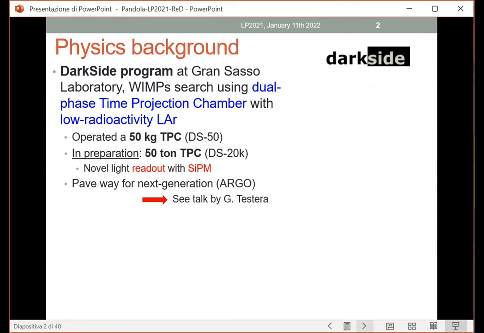So the RED program originates within the DarkSide program, within the Global Argon Dark Matter Collaboration. DarkSide is looking for dark matter in the form of WIMPs by employing dual phase TPCs filled with low radioactivity argon at the Gran Sasso laboratory. I'm not going to spend much time on this, because you will see the talks after mine by Gemma, describing the activities and the perspectives of the DarkSide program.